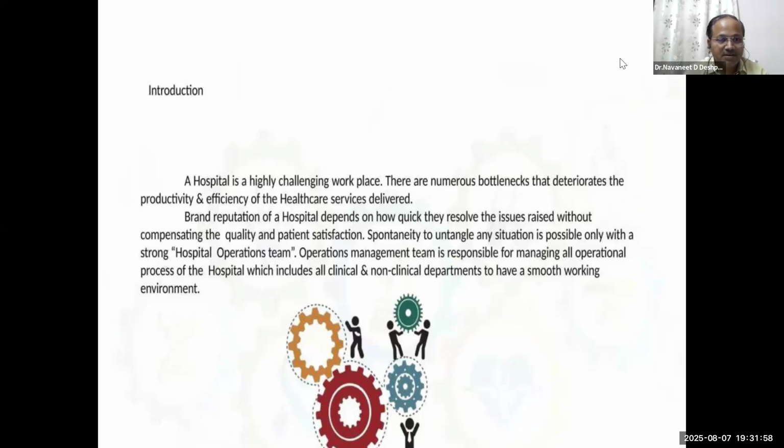One of the most interesting things is every hospital wants to maintain its brand reputation on how quickly they can resolve the issues without compromising the quality and patient satisfaction. So at the end of the day, spontaneity is what is required for all the hospitals, so that they do not have to enter into any entanglement, because untangling the situation will be possible only if the team is good. So the formation of the team has to be really good.